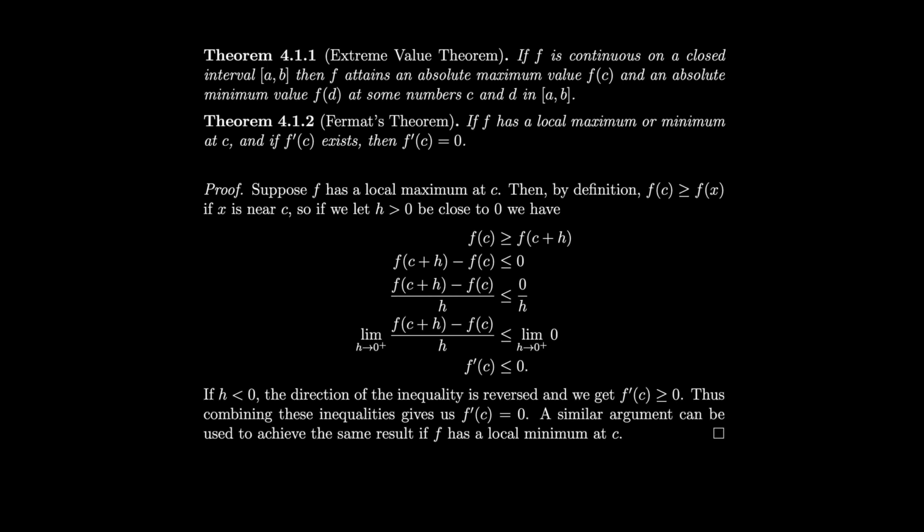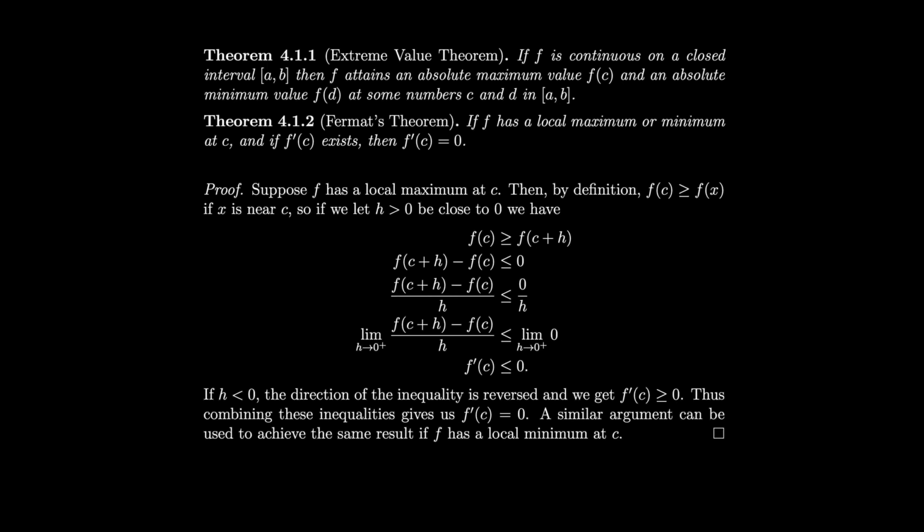So suppose f has a local maximum at c. All right, we want to show that if the derivative exists, then the derivative is 0. So first, we know that since there is a local maximum, all of the nearby y values, f of x, are all smaller than that local maximum.